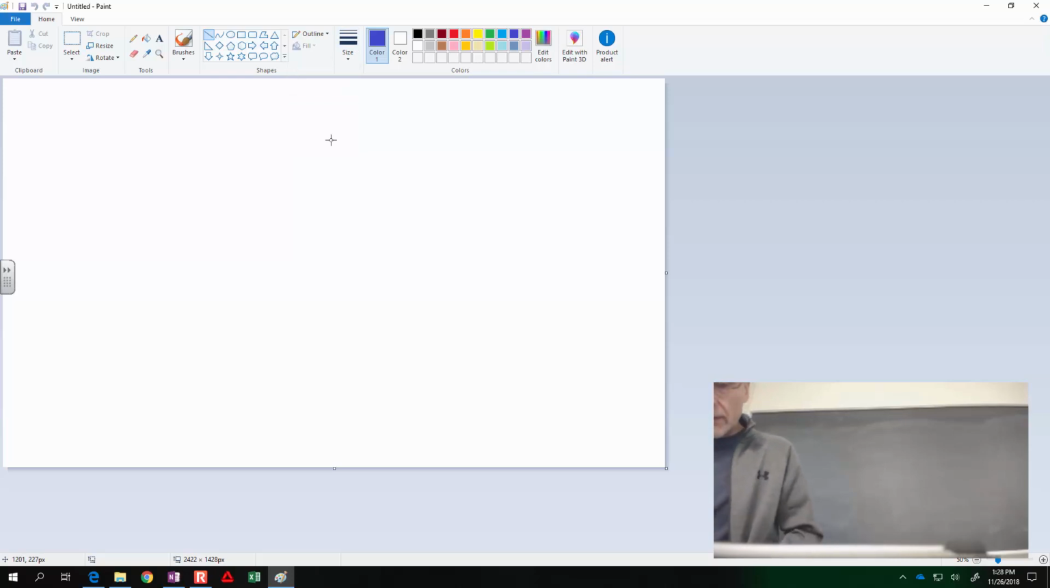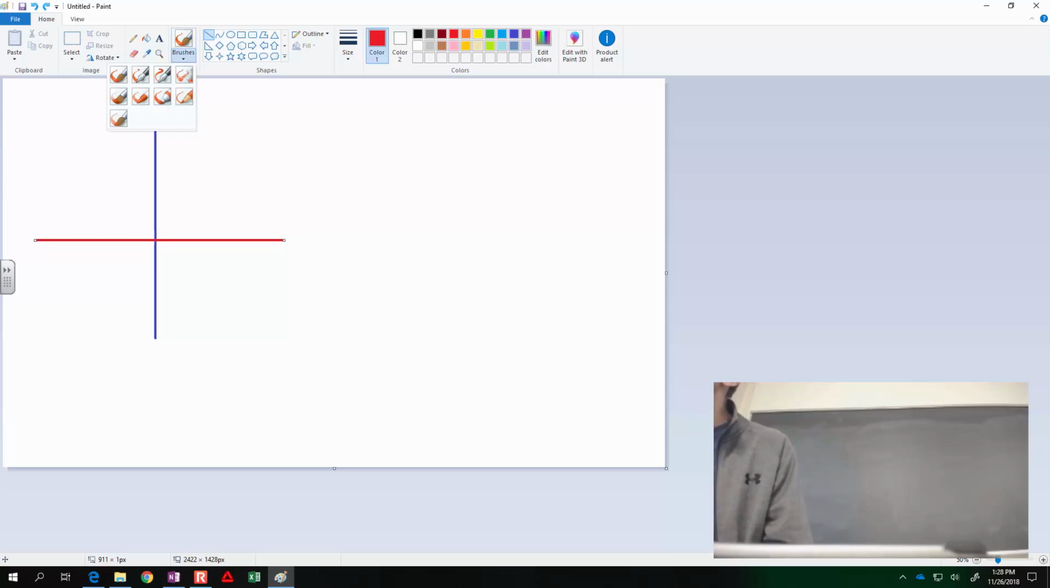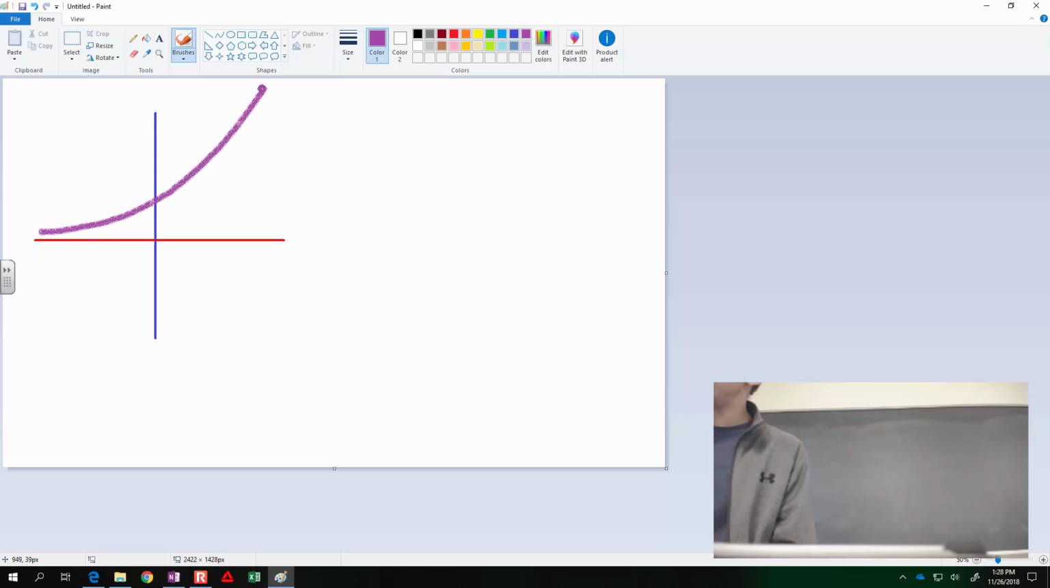Okay, so let me take the graph. This is roughly the graph of my exponential function, with a greater than 1. Okay, so let's flip it. So I'm flipping it.